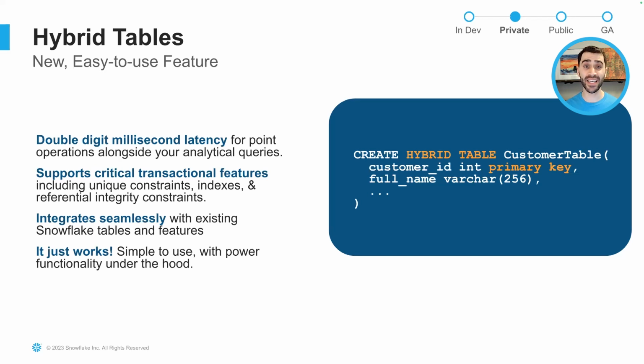Hybrid Tables integrate seamlessly with existing Snowflake tables and features. That sounds lofty. I'll try to make it concrete. You can run an atomic multi-statement transaction across a hybrid table and a standard table. You can join a hybrid table and a standard table, and that join will execute natively within Snowflake's one query engine. No federating it out to a different database. That's all going to be fast and snappy.